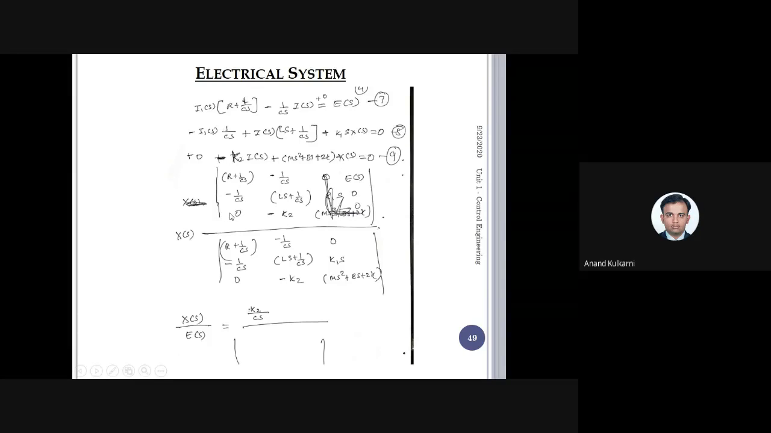This is the first column, the coefficient of I1. Then the coefficient of I, that is the second variable: in the first equation minus 1 upon CS, in the second equation LS plus 1 upon CS, and in the third equation it is K2 with minus sign. I have written it like that. And the third variable I want, so the coefficients of the third variable are not going to be written, but the right hand side has to be written. The right hand side for the first equation is E of S, the second equation is 0, the third equation is 0. So this is the numerator determinant.